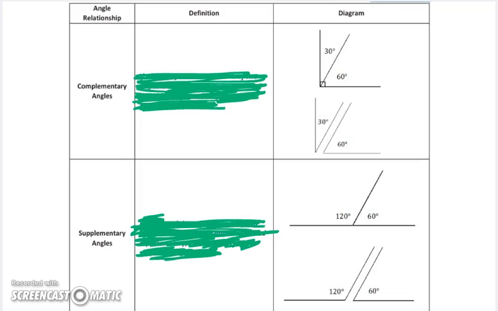Let's take a look here. Let's look at the diagram for a complementary angle. This is the usual diagram we see of a complementary angle. Let's see if we can notice some things.